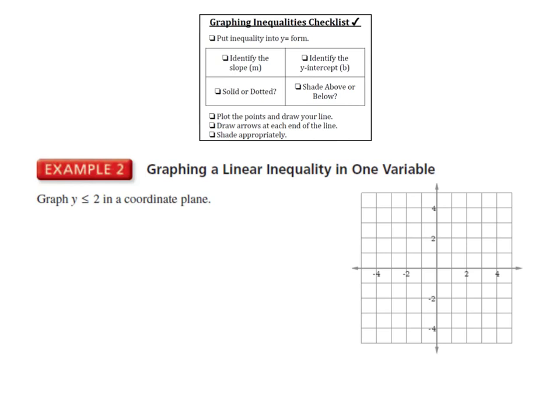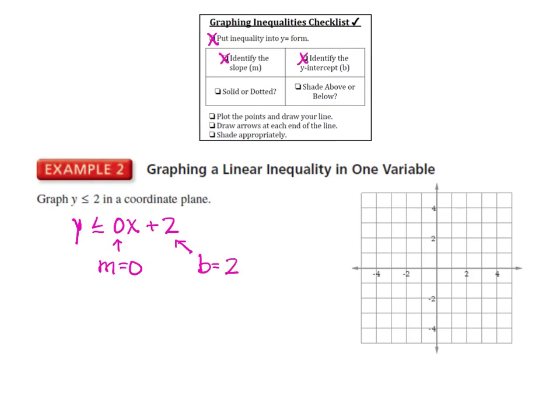In example 2, it asks us to graph y is less than or equal to 2. So here's my equation. First, I want it in y equals form. I want y by itself, right? So it is. So that's already done. Okay. Second thing I want to do is identify my slope and y-intercept. Well, maybe I could rewrite it as y is less than or equal to 0x plus 2, right? So my slope m is 0. My y-intercept, b, is 2.